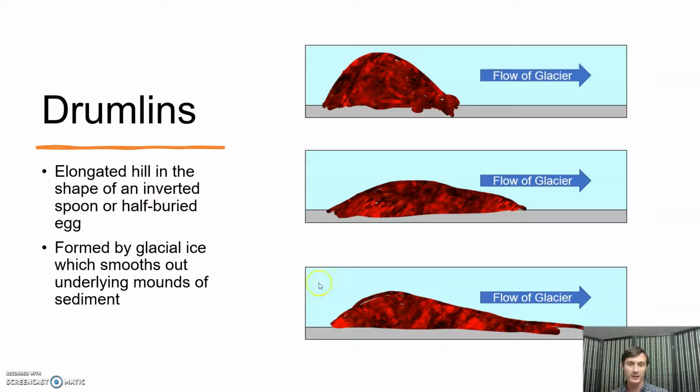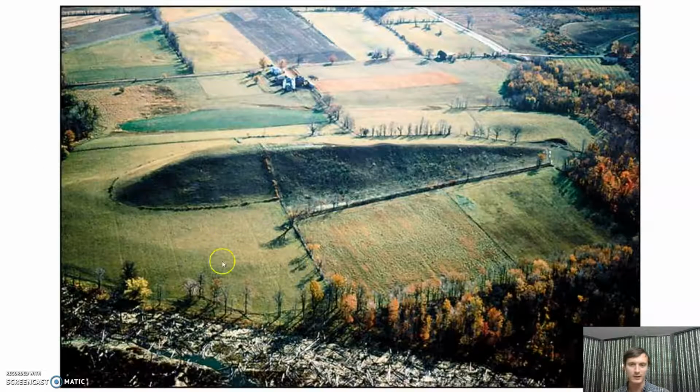Well, okay, let's look back. So we have our steeper side, and then we have our shallower side, and the shallower side points in the direction of glacial flow. So here we have our steeper side and our shallower side over here, so we can be pretty sure the glacier was flowing in this direction.